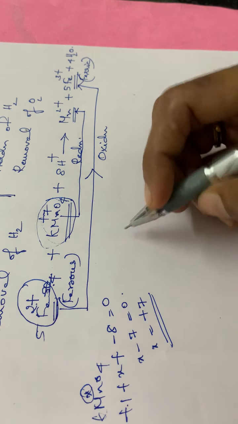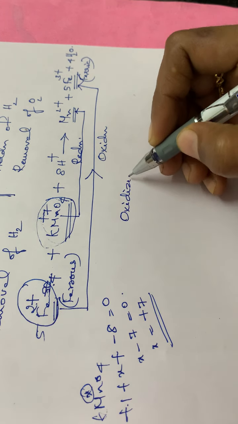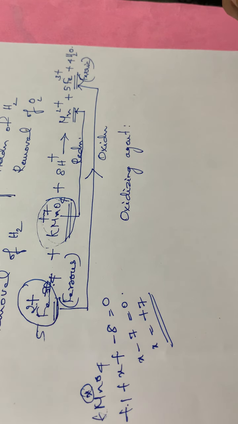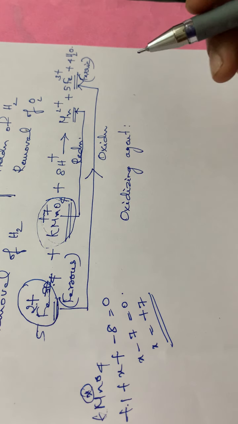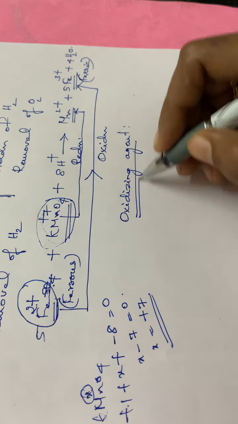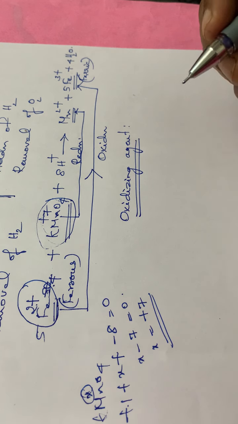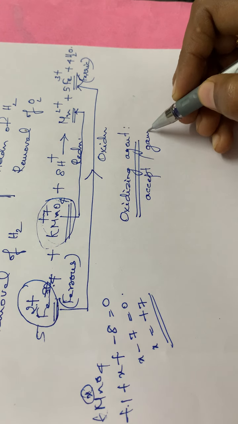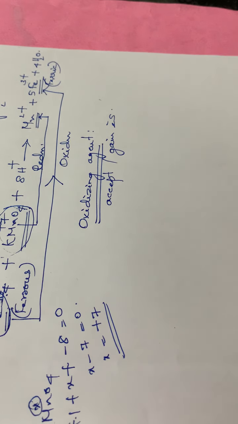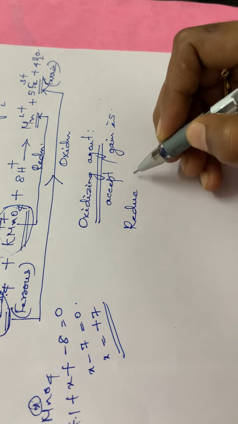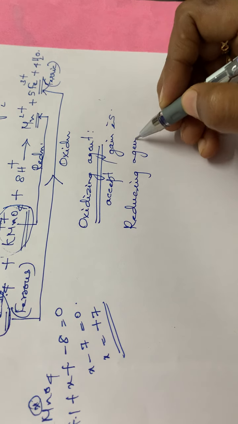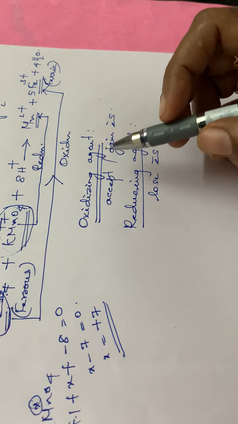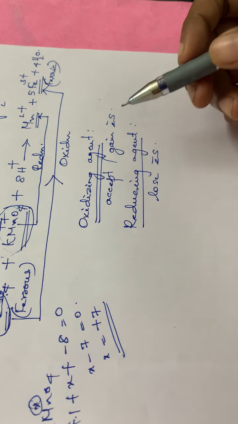Then coming to the case of oxidizing agents and reducing agents. See here, which one is acting as the oxidizing agent? Potassium permanganate is acting as the oxidizing agent, isn't it? So what is the purpose of an oxidizing agent? An oxidizing agent will accept or gain electrons. And in the case of a reducing agent, what is its function? It will lose electrons. A reducing agent loses electrons, while an oxidizing agent accepts or gains electrons.